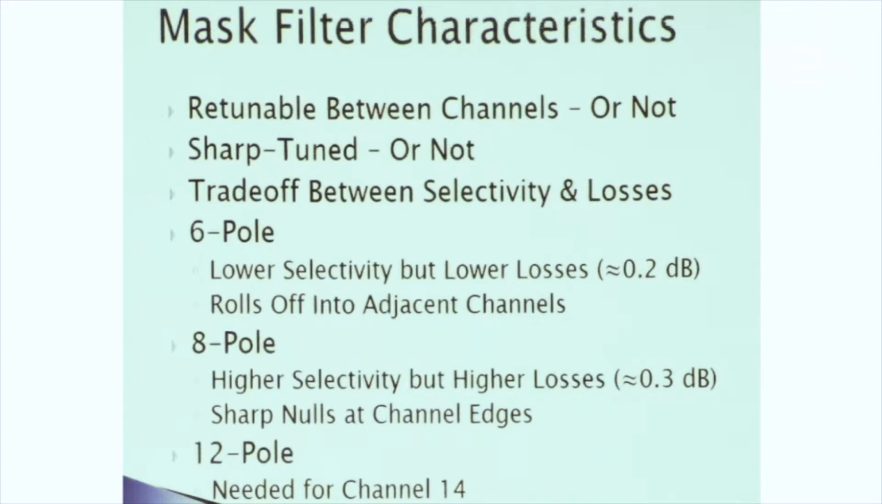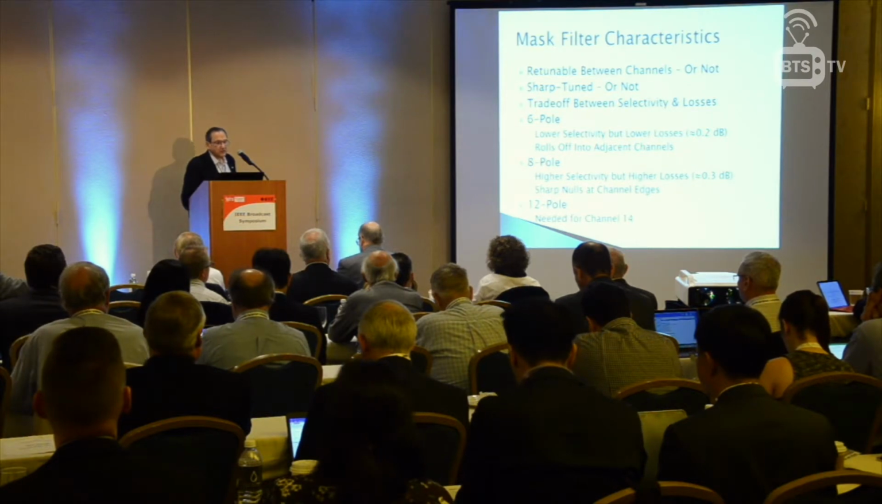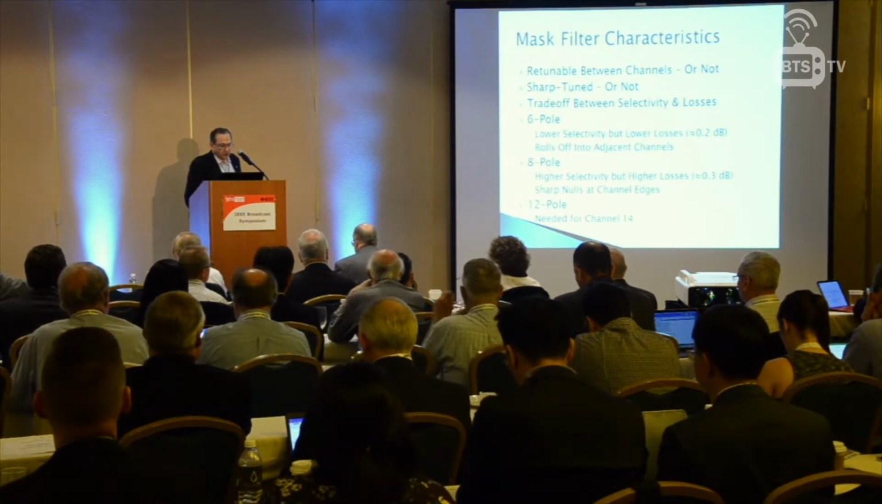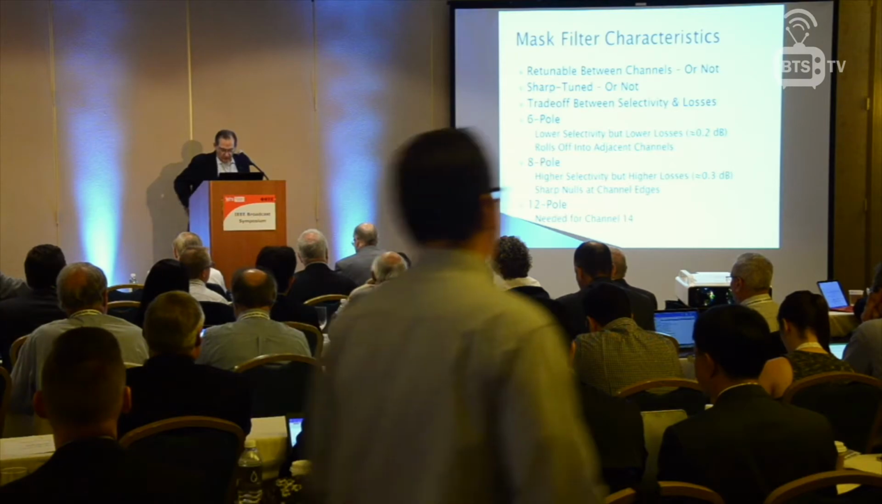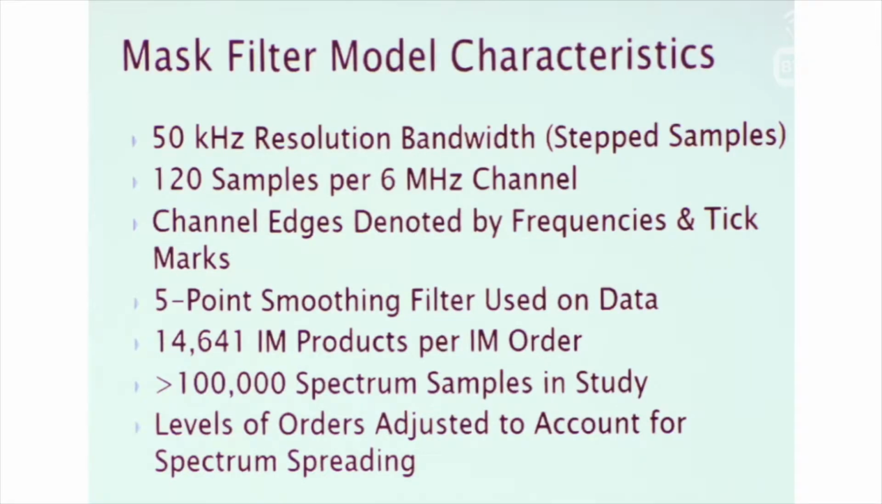With a 6-pole filter, we get lower selectivity, but also lower losses. The 6-pole filter tends to roll off into the adjacent channels, and we'll see that in a bit. The 8-pole filter, on the other hand, has higher selectivity, but also slightly higher losses. The difference is about 1/10 of a dB. An 8-pole filter has sharp nulls at the channel edges, as we'll see. And for a 12-pole filter, we'll talk more about that when we get to channel 14.